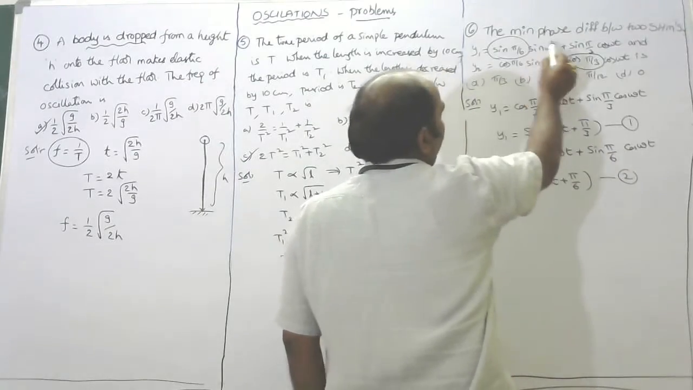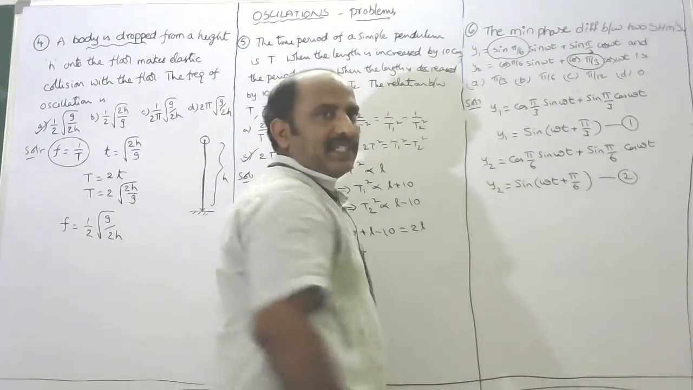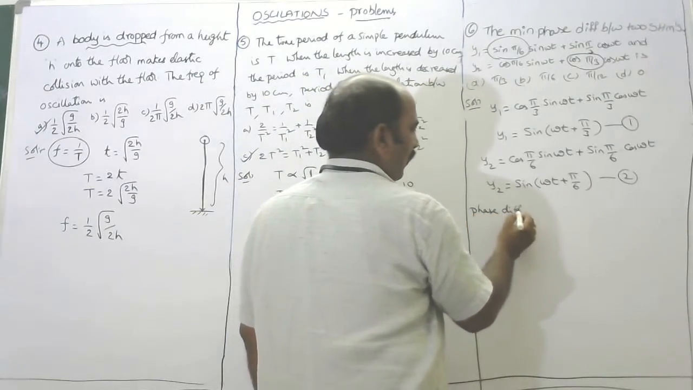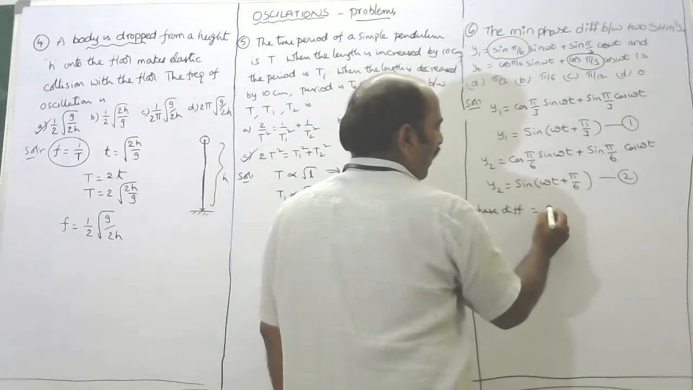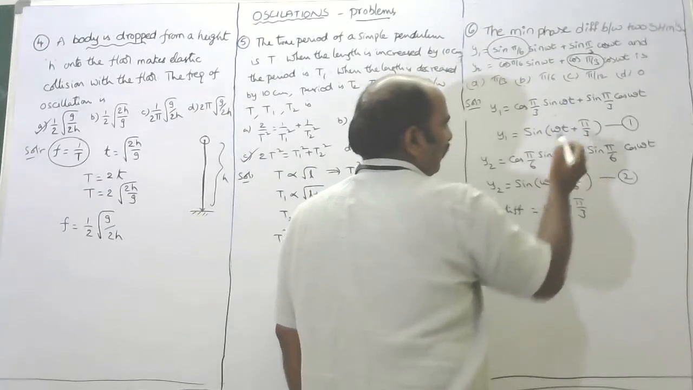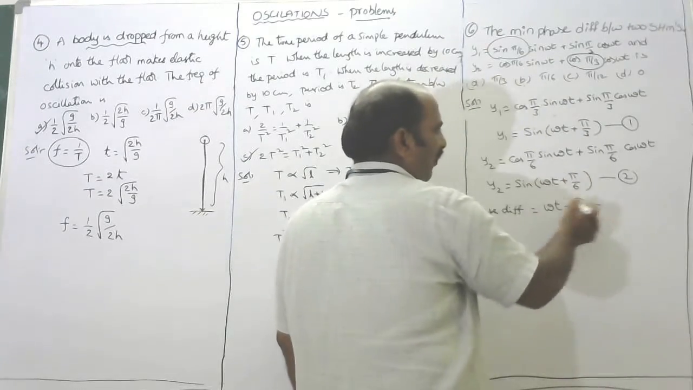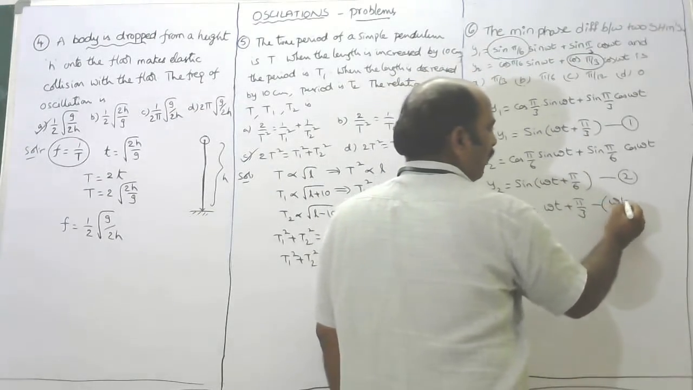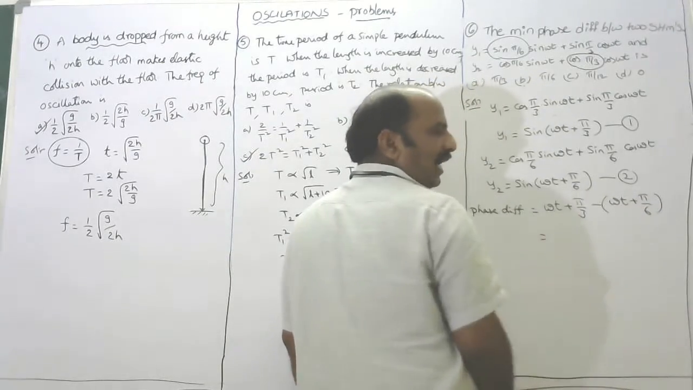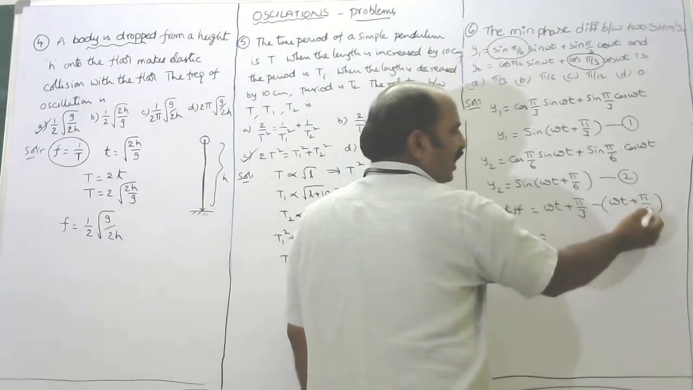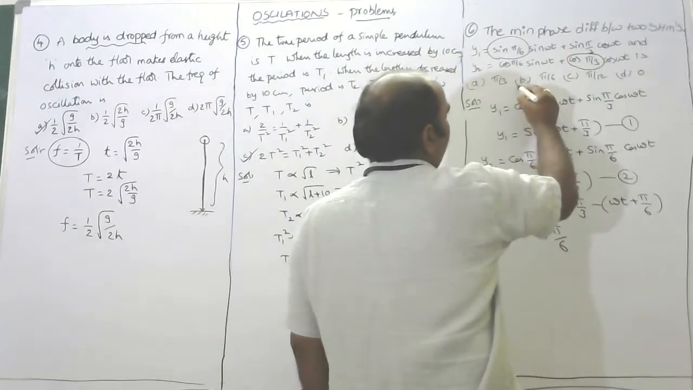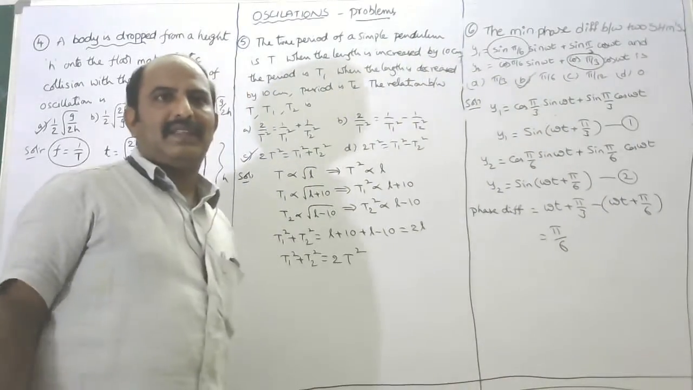Now I want the minimum phase difference between these two equations. So now phase difference is omega t plus pi by 3, this is the phase value, minus here, what is the amount of phase? Minus of omega t plus pi by 6. Omega t minus omega t get cancelled. Pi by 3 minus pi by 6 gives pi by 6 value. So option B is correct.